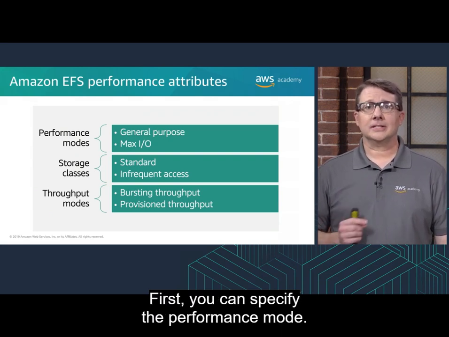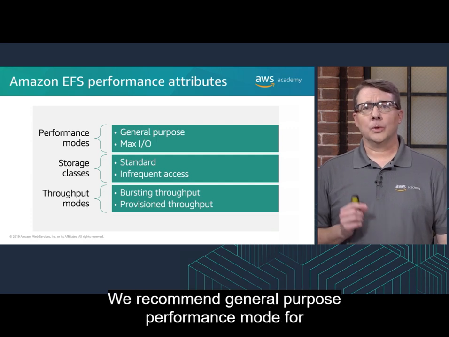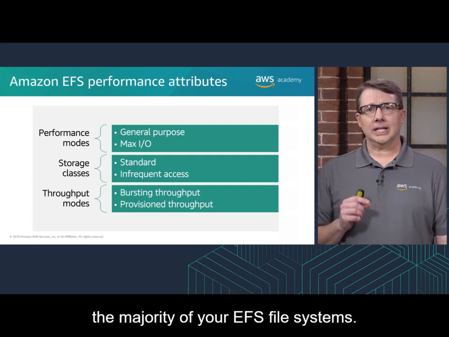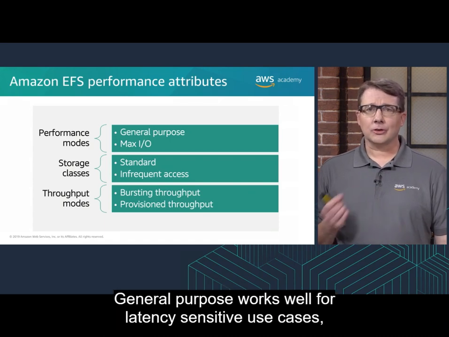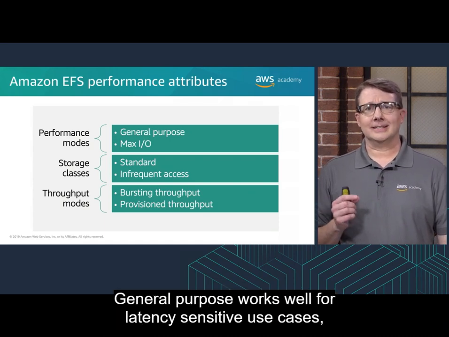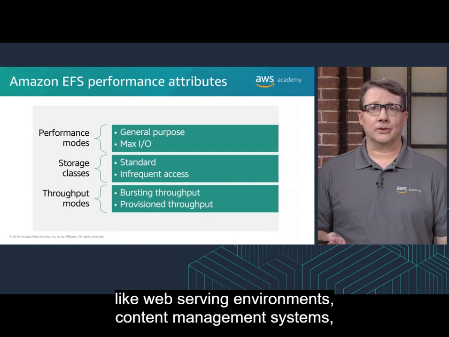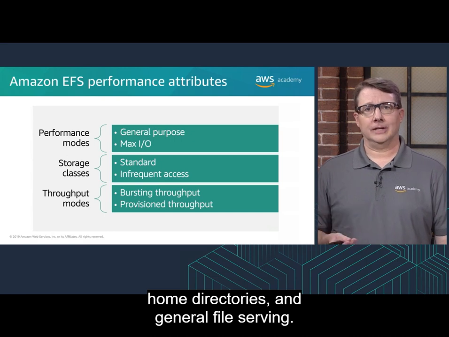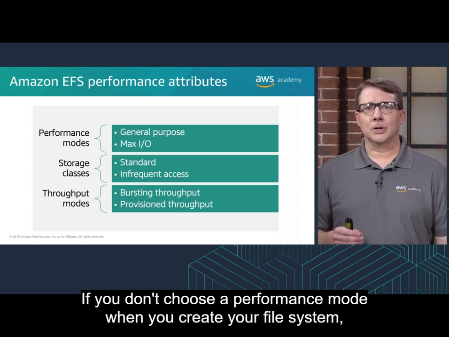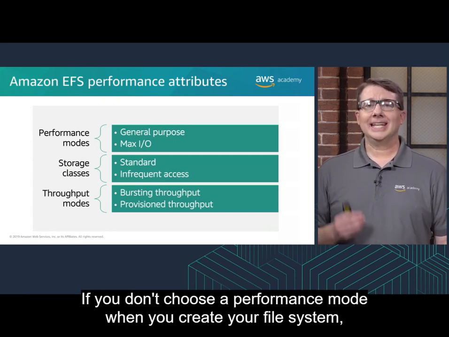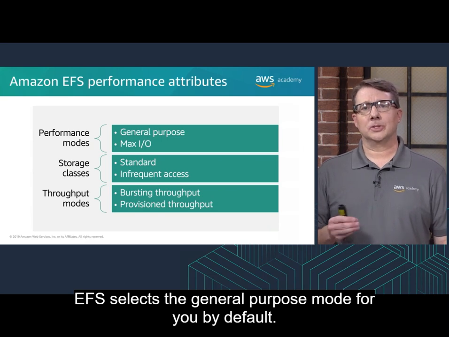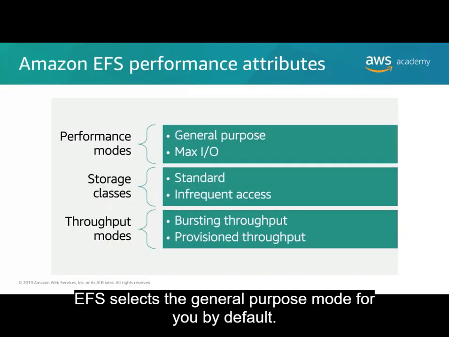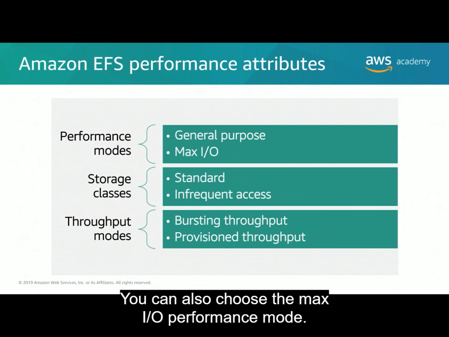First, you can specify the performance mode. We recommend general purpose performance mode for the majority of your EFS file systems. General purpose works well for latency-sensitive use cases like web serving environments, content management systems, home directories, and general file serving. If you don't choose a performance mode when you create your file system, EFS selects the general purpose mode for you by default. You can also choose the Max I/O performance mode.